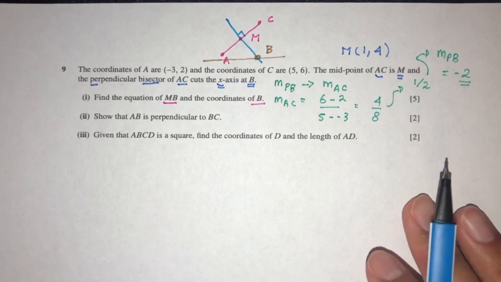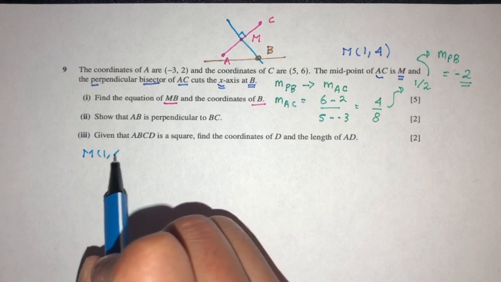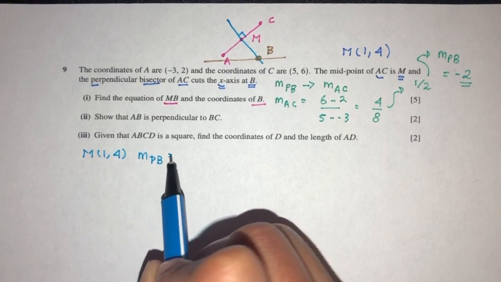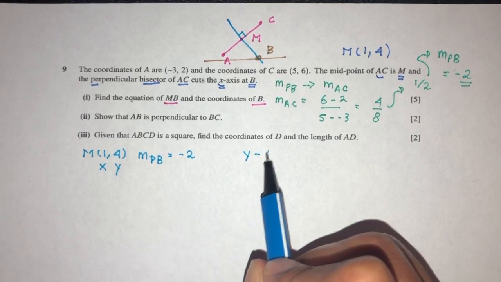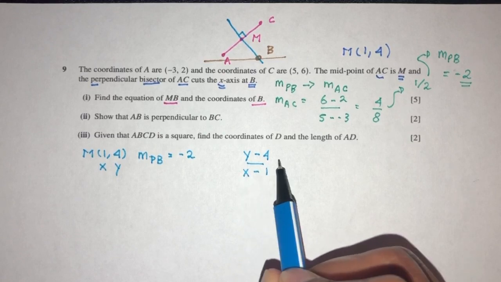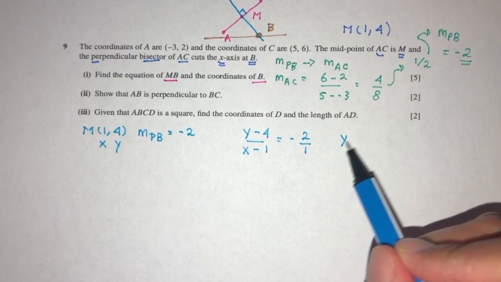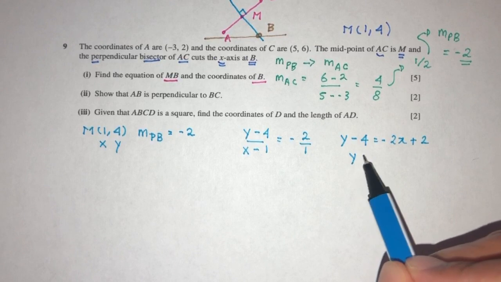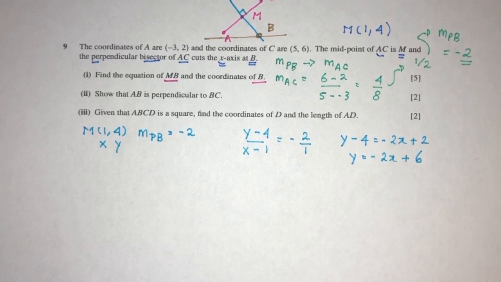Now to find the equation is pretty easy. We need a passing point, which is point M, will be my passing point, (1, 4). And my gradient of MB, which is the bisector, has to be -2. So this is x and y. So (y minus 4) over (x minus 1) has to be -2. Now we can just cross multiply. You will have y minus 4 is -2x plus 2. So y will be -2x plus 6. That will be the equation of the line MB, which is the perpendicular bisector.